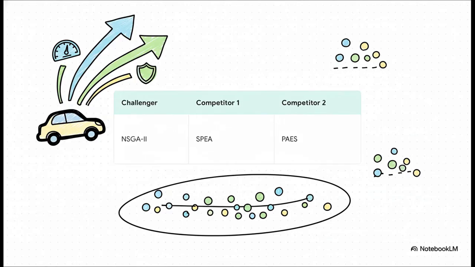So, the new challenger, NSGA II, went head-to-head with two other very popular and very good elitist algorithms, one called SPEA and another called PAES. To see who was really the best, they were all put through a series of 9 tough test problems. And they were judged on 2 key things: who could get closer to the true best answers, and who could find the widest, most diverse spread of options.